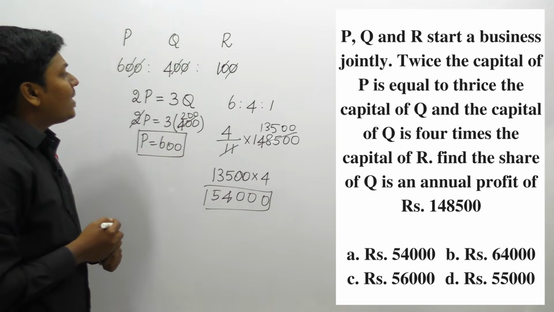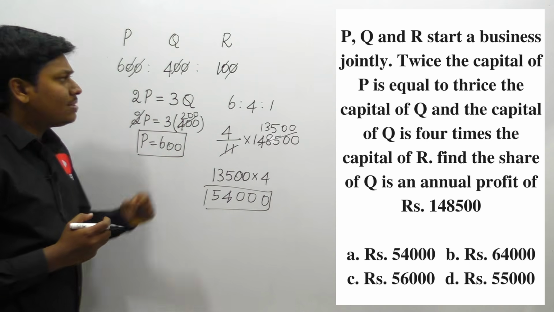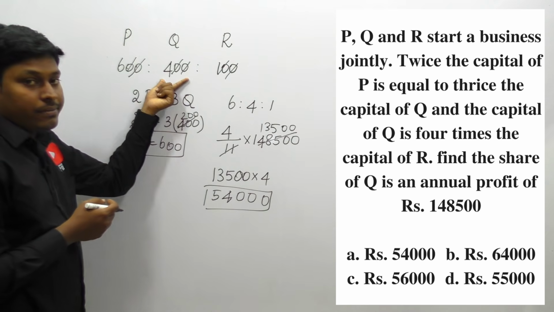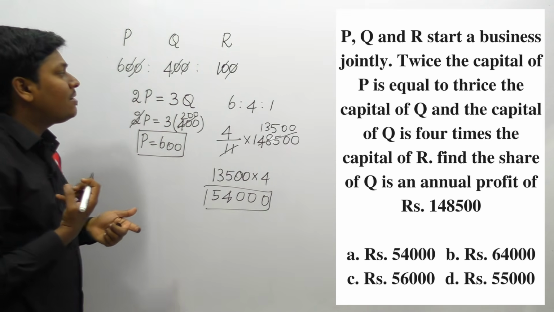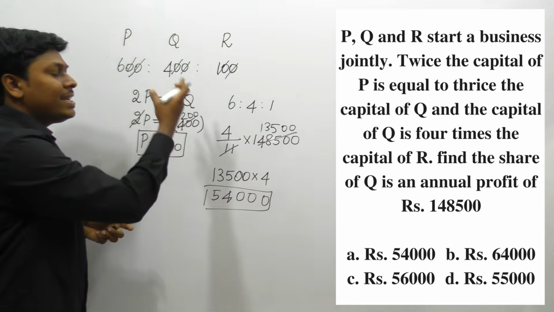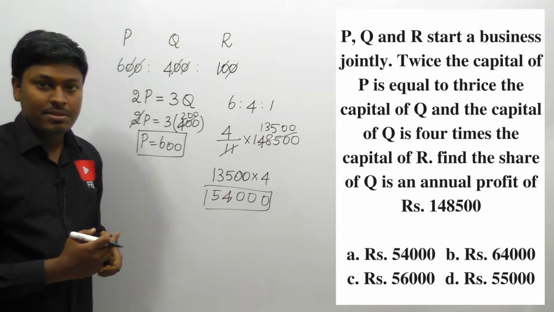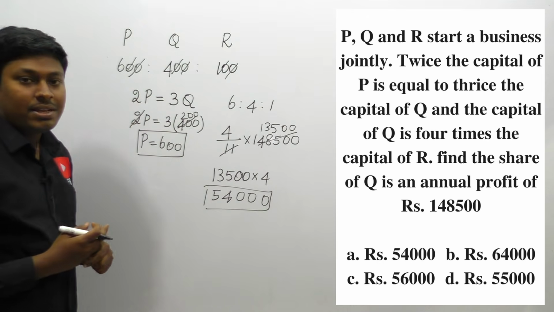So friends, there are various methods to find this question, right? We can assume that R is equal to X and we can say Q will be 4X. That is your wish. But my advice is better to substitute any value like R is equal to 100 rupees or 1 rupee or 1000 rupees so that you can easily find all the values faster.